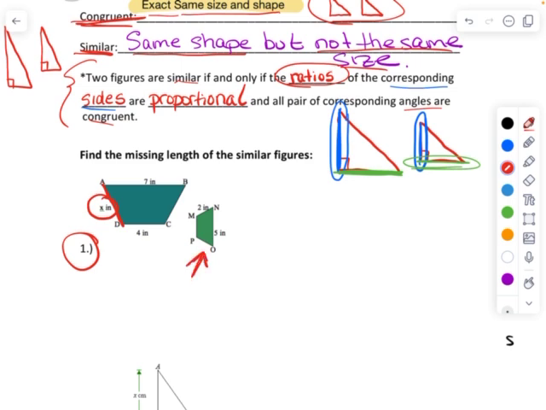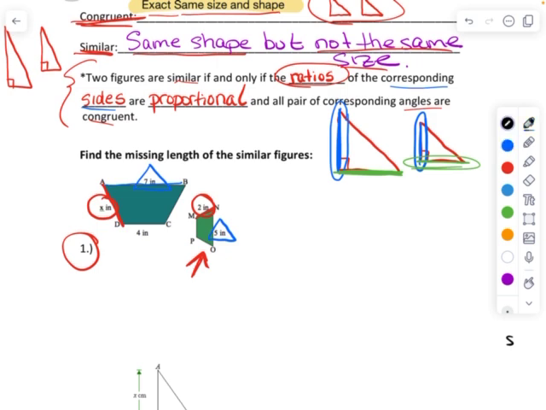If I rotate this smaller trapezoid, or look at it a little differently, the side that is 2 inches, side MN, corresponds. Great. But now what other side lengths correspond? For side AB, side NO corresponds.